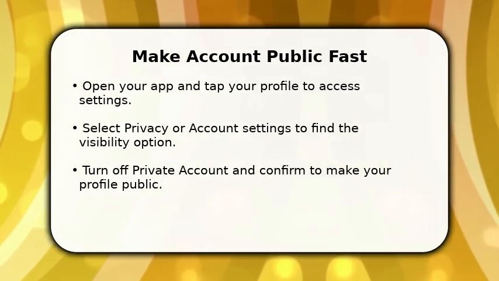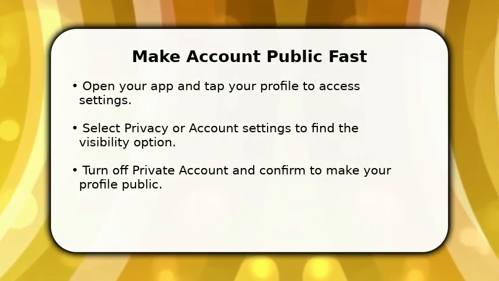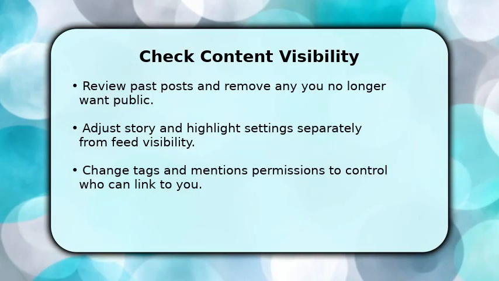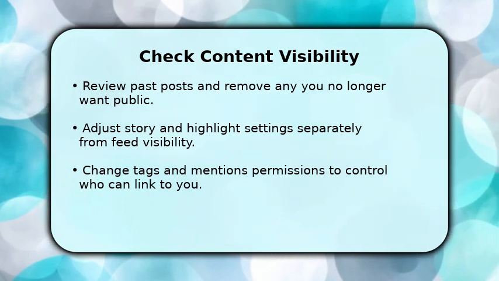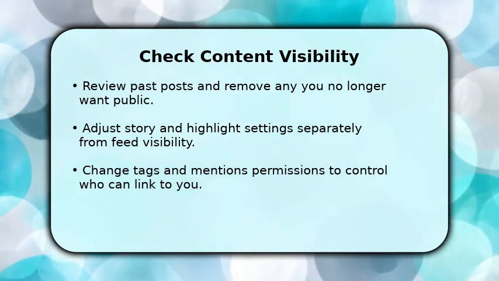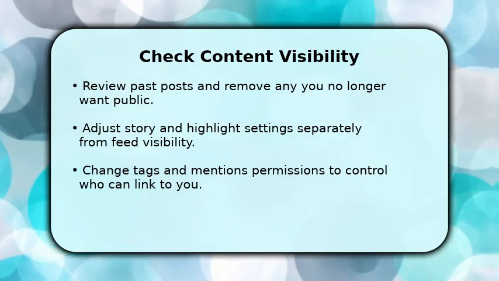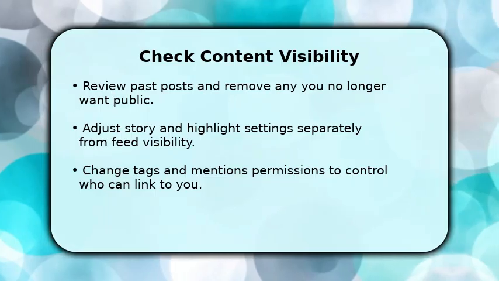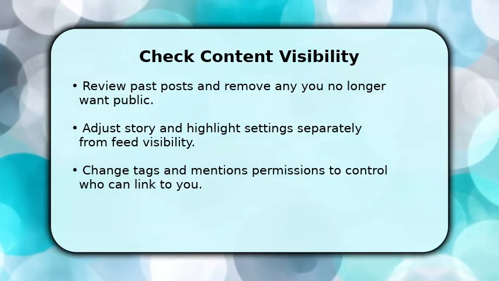Adjust follower requests and linked accounts if needed to ensure the public settings match your comfort level. Start by reviewing all past posts and stories to ensure nothing private remains before changing visibility. Remove or archive sensitive posts, and check highlights and tagged photos for content you prefer hidden.